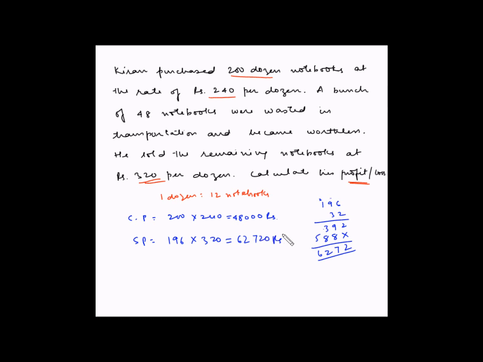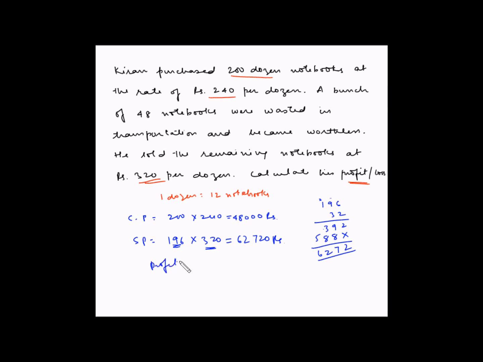62,720 rupees. So even though he lost some of the notebooks, he made a profit by selling at a much higher price, enough to even cover the cost of the lost notebooks. Now definitely the selling price is bigger than the cost price, so there is a profit.